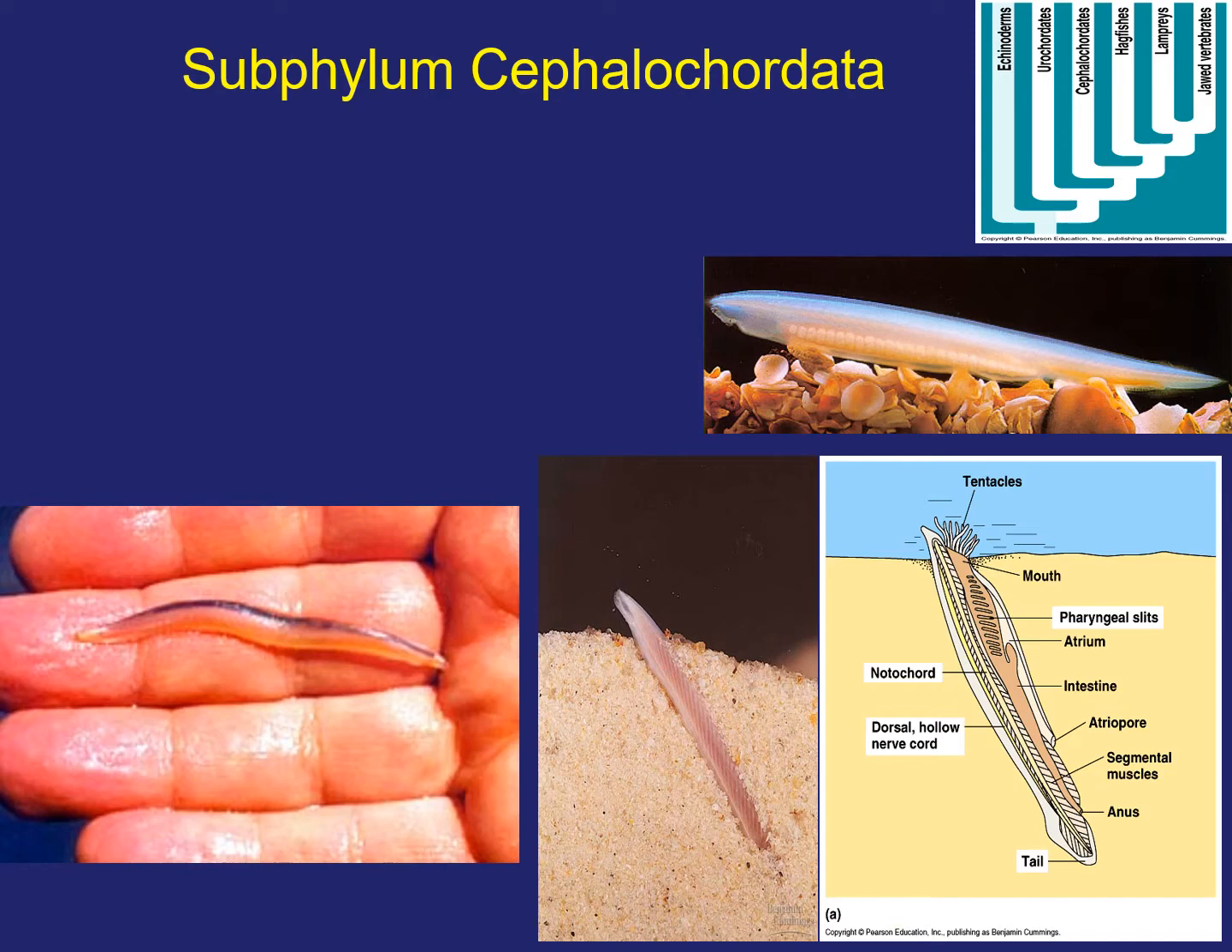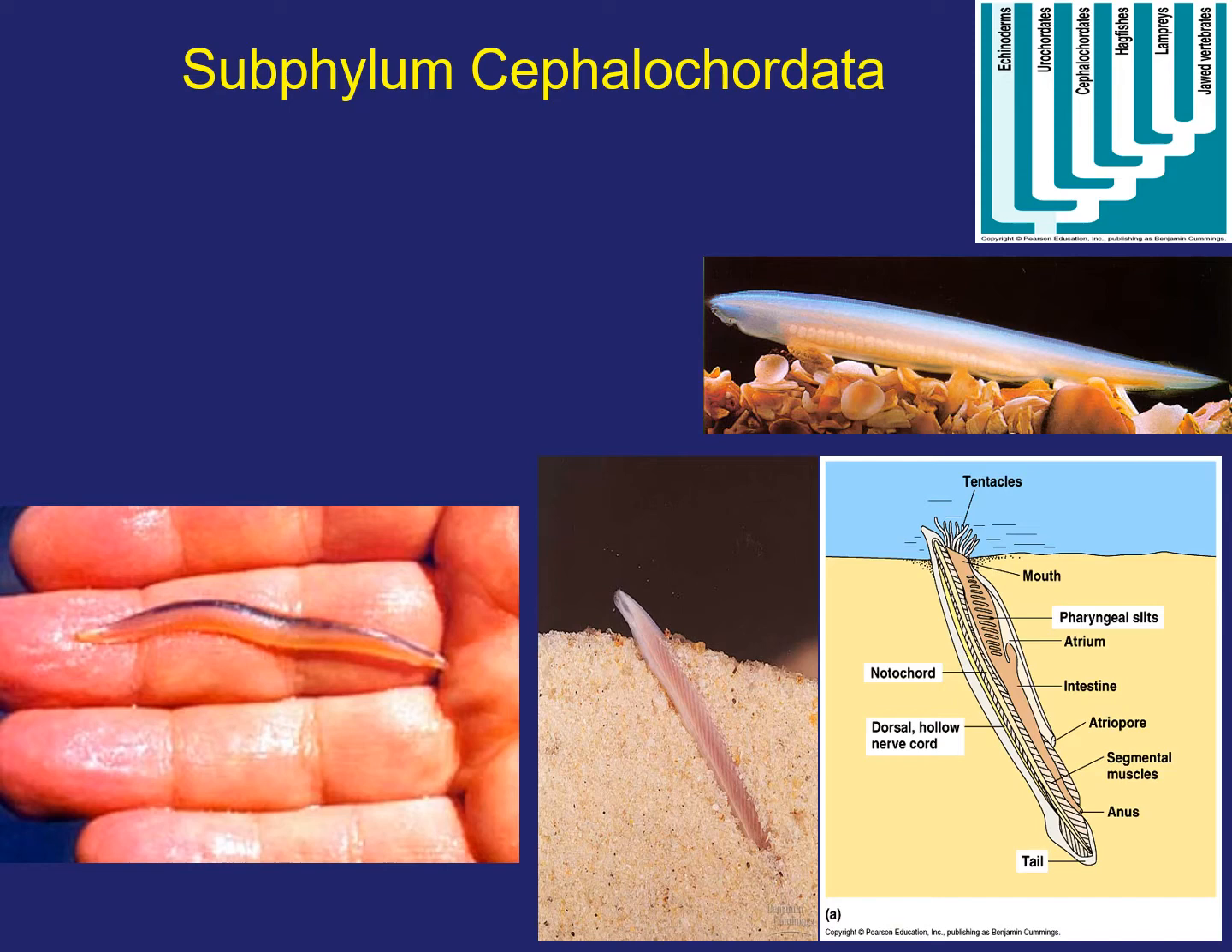So they do have a post-anal tail that has its own musculature. They do have a pharynx with pharyngeal slits. They do have a notochord, and that's one thing I forgot to mention with the last one, the ascidians, the sea squirts: the larva does have a notochord within the tail. And they have a dorsal hollow nerve cord. They can swim short distances.